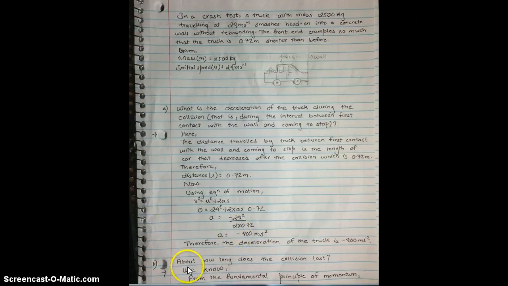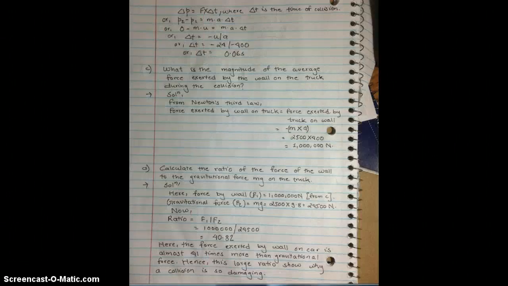And the second question is, how long does the collision last? We know that from the fundamental principle of momentum, we can say that delta p, which is the change in momentum, equals F, which is the net force, times delta t, the change in time. Here delta t is the time of contact between the truck and the wall. This is the value we want to find. So delta p would be p2 minus p1, equals F, which would be m times a, times delta t.